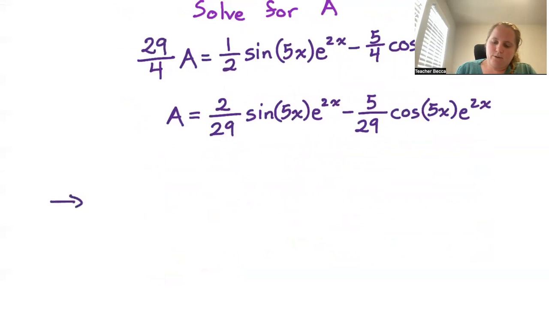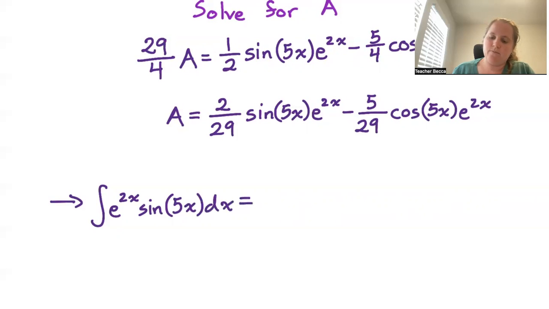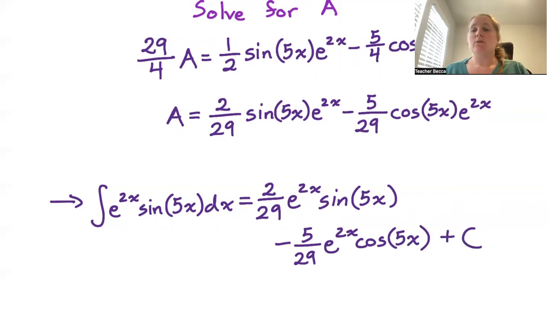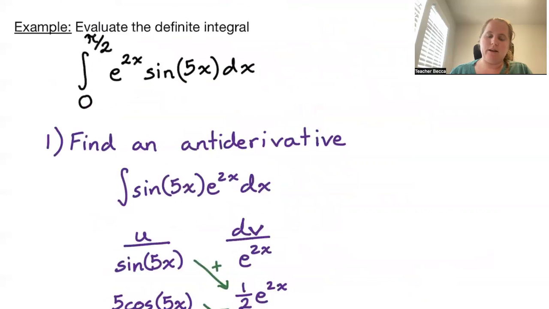So we have our integral of e to the 2x sine of 5x dx is equal to 2/29 e to the 2x sine of 5x minus 5/29 e to the 2x cosine of 5x plus c. So far we have found the indefinite integral, or found all the antiderivatives. Next up, we need to take the definite integral from 0 to pi over 2.